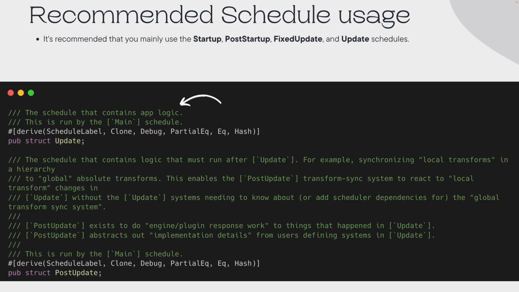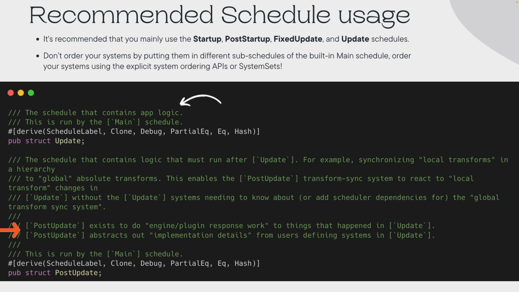In general, it's recommended that you use the startup, post-startup, fixed update, and update schedules. You don't want to order your systems by putting them in different parts of the built-in main schedule. That is, I do not recommend that you add something to first in order to run it before update. Instead, you should order your systems using the explicit system ordering APIs and system sets, which we'll get into next.